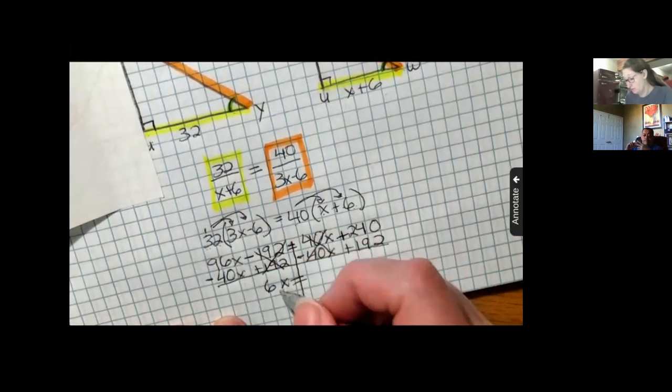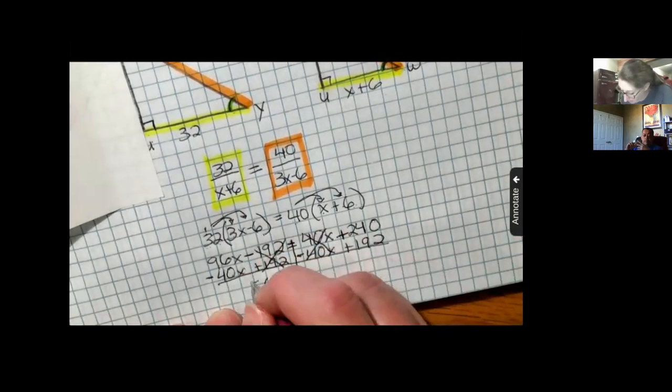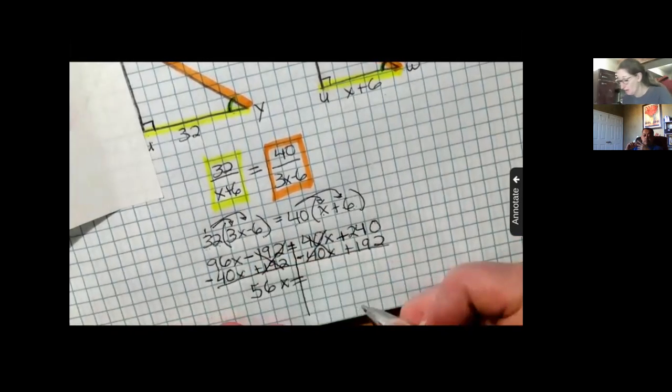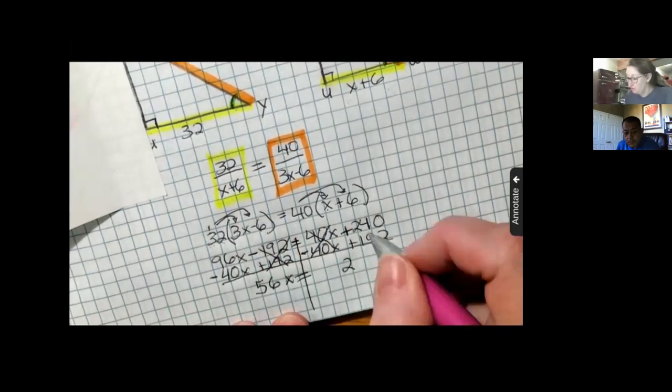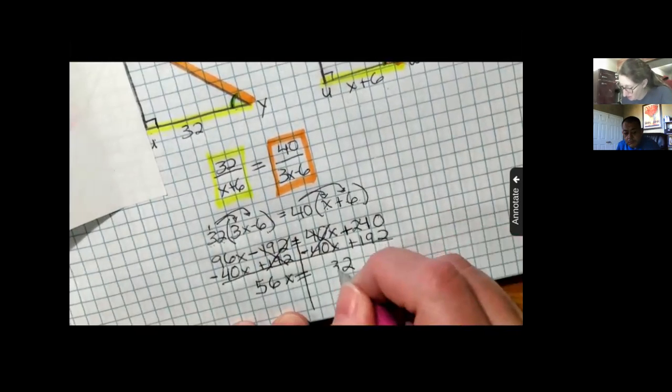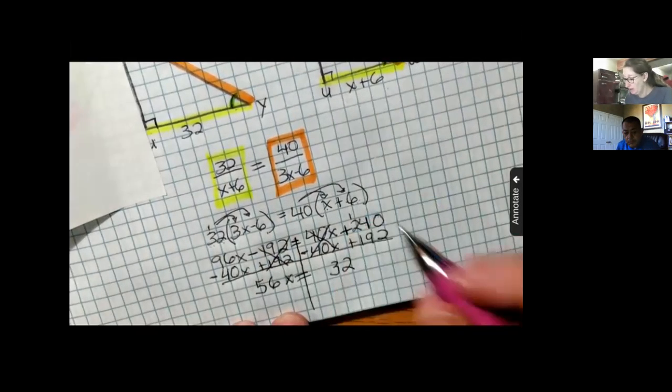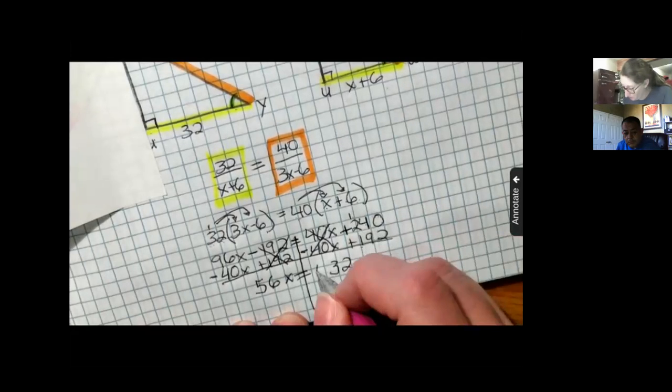6 minus 0 is still 6. 9 minus 4 is 5. Got to watch those signs. And now you're adding. 0 plus 2 is 2. 4 plus 9 is 13. Carry the 1. And 1 plus 2 plus 1 is 4.